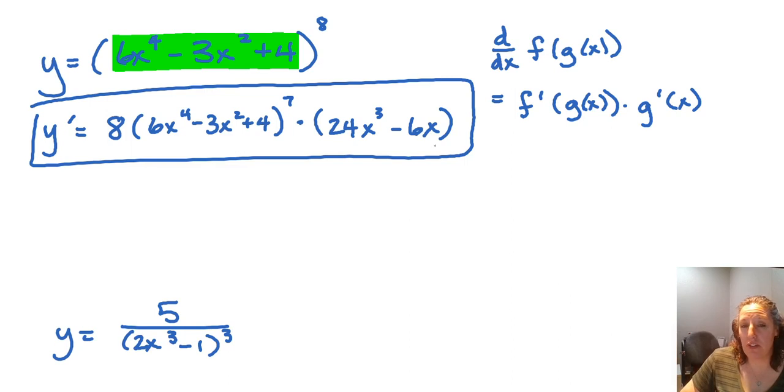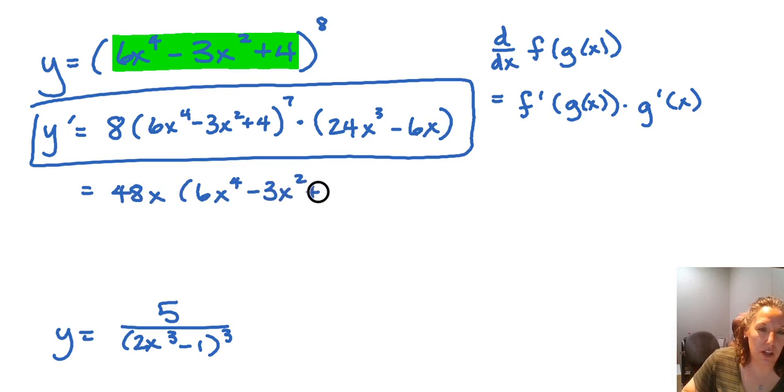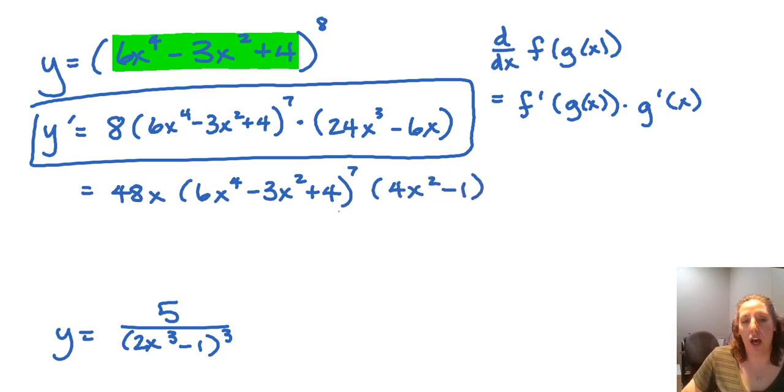We do have a GCF on this last piece, and you could multiply out that, or divide out that 6x, and you could write this as 48x times 6x to the 4th minus 3x squared plus 4, all of that to the 7th, and then if we pull out that 6x, we're left with 4x squared minus 1. Either one of those will get you to the correct answer on your derivative. This last one is just maybe a little bit more simplified. All right, let's do another example.